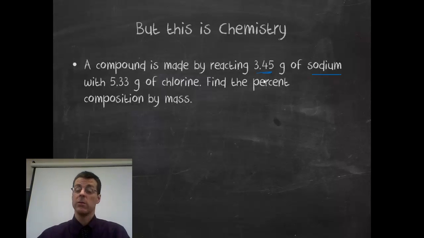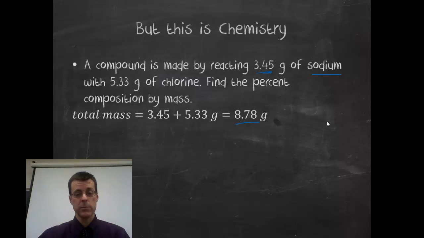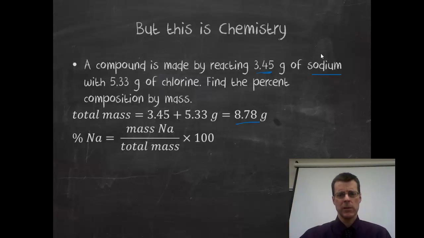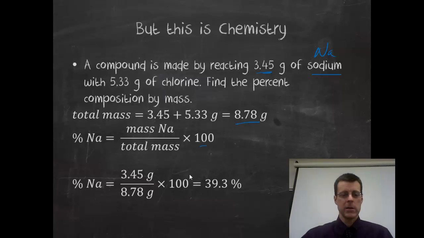So what do I do? I do the same thing. I'm going to find the total mass, 8.78 grams. To find the mass of sodium, that of course is the chemical symbol for sodium, I'm going to take the mass of sodium divided by the total mass, just like I did with the jelly beans. Multiply by 100 to keep the math working out properly, and in this case I end up with a little over 39%. Now I'm not going to do the chlorine, but I could. And the chlorine, of course, would be the mass of chlorine, 5.33, divided by the total mass, same total mass. Multiply by 100 to keep the math working out properly.